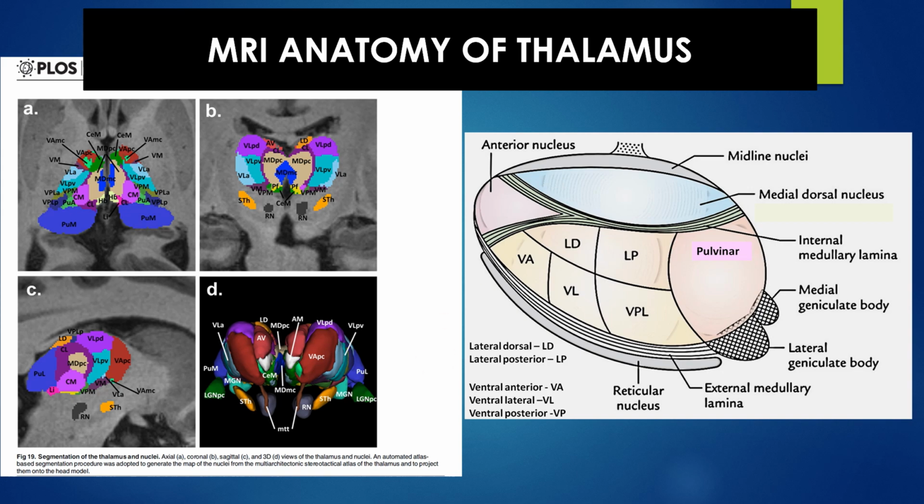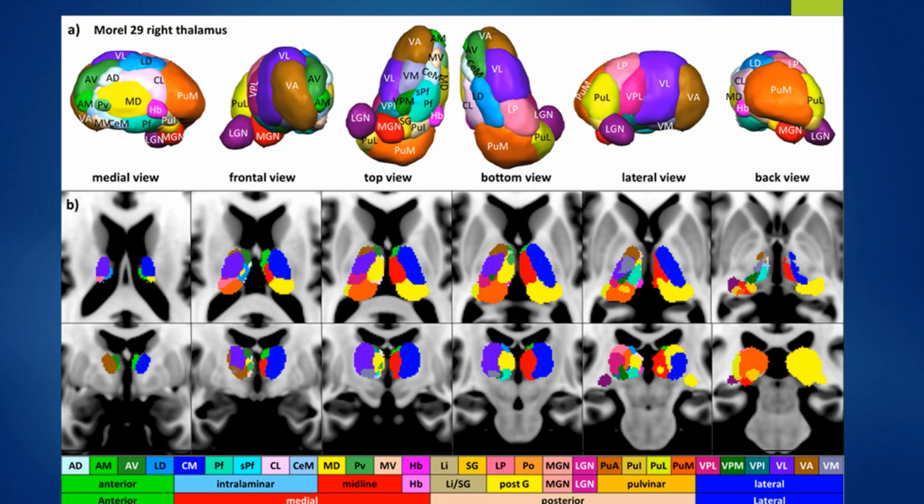Let's see how it looks. This is the 20 or 29 nuclei of the right thalamus, all the structures together. So, a wonderful depiction of all the nuclei: the anterior, the medial, posterior and lateral. The medial ones are further divided into the intralaminar and midline nuclei, pulvinar, medial geniculate nuclei, lateral geniculate nuclei.